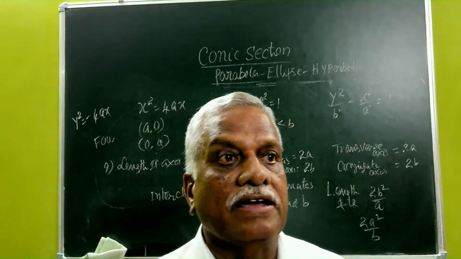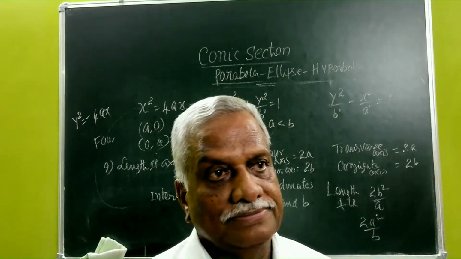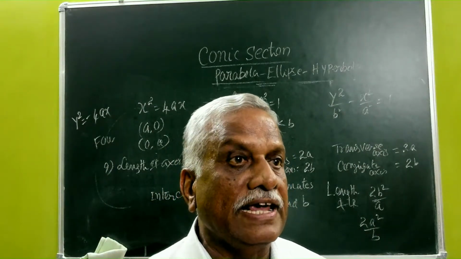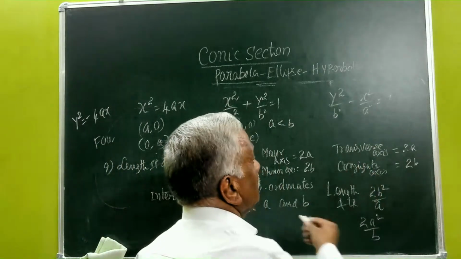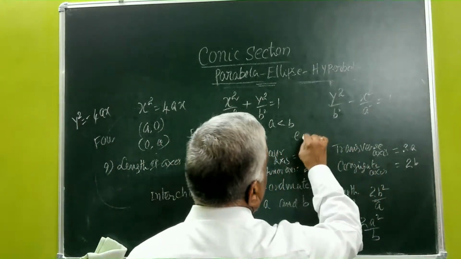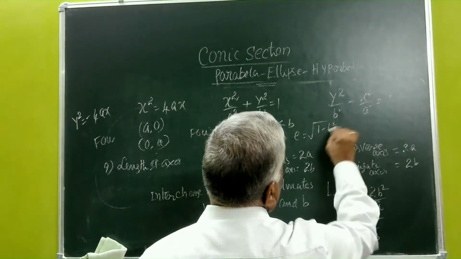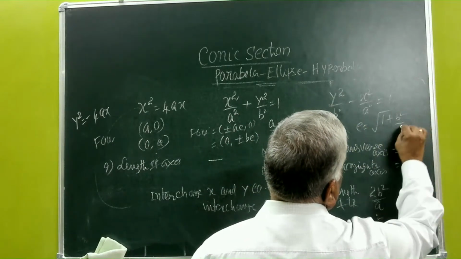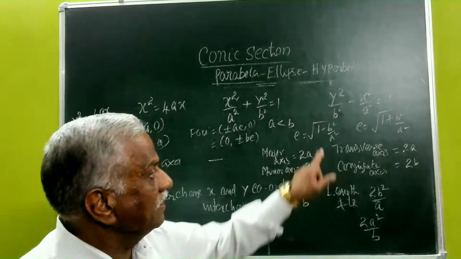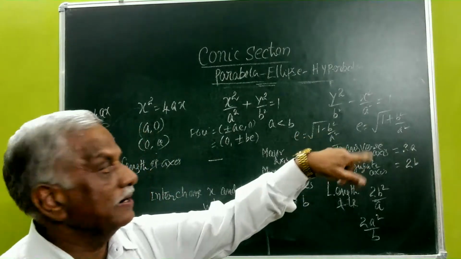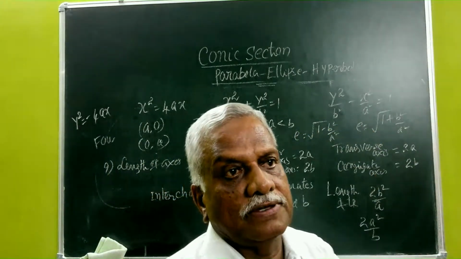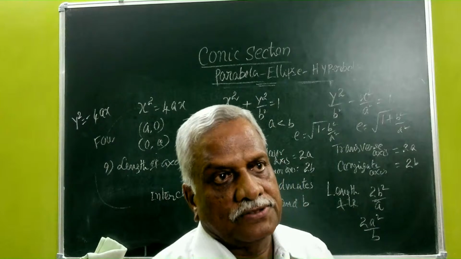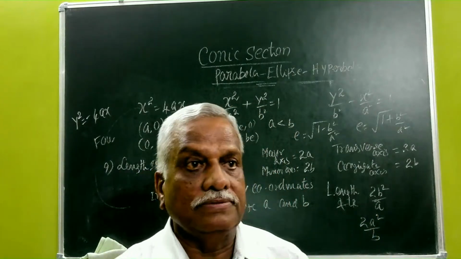Focus is plus or minus a comma 0 for ellipse and hyperbola, same. The only change you find is e. What was e? e is equal to root of 1 minus b square by a square for ellipse, and for hyperbola, 1 plus b square by a square. If it is the second type, it becomes 1 minus a square by b square, or 1 plus a square by b square. So just remember only for the first type.